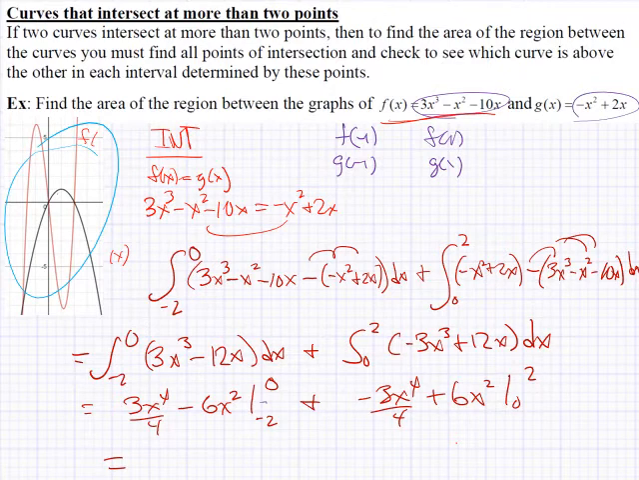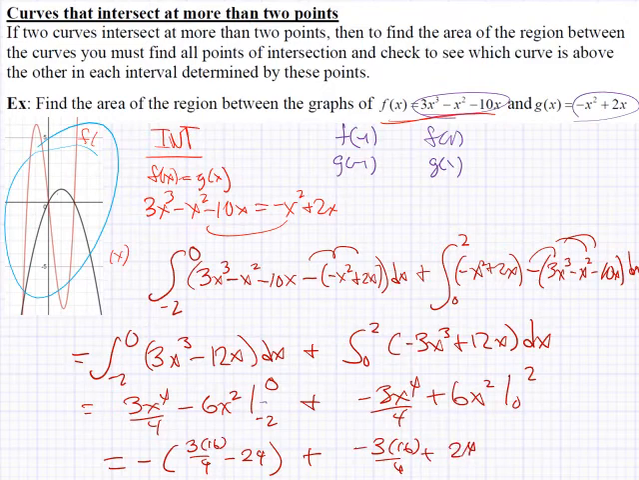So what would we get here? We'd get 0. We plug in -2, which would then have to be subtracted. So we're going to get 3 times 2 to the 4th is 16 over 4, so 3 times 16 over 4 minus 24. That'll be plus. This one I plug in 2. I would get -3 times 16 over 4 plus 24. And when I plug in 0, I would get 0, so subtract that out.